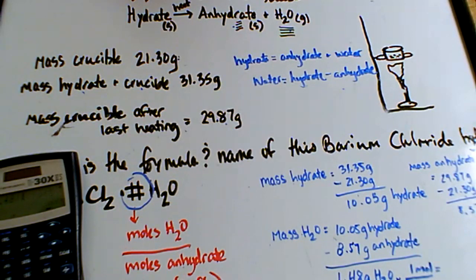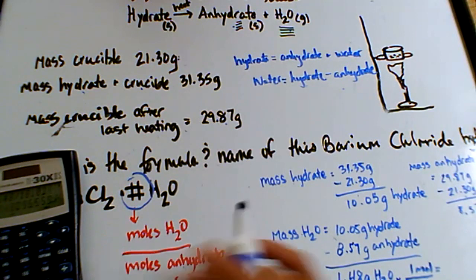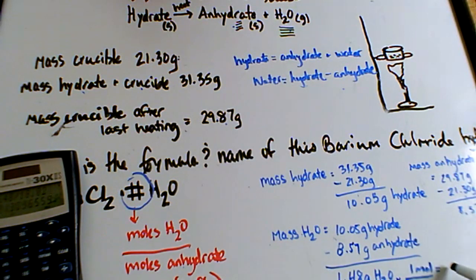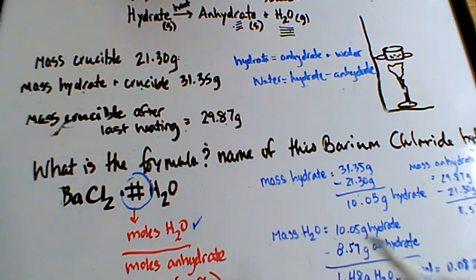Okay. 1.48 divided by 18.02 equals 0.08213 moles of H2O. Notice it's labeled. Okay, so I've got that. Let's get the moles of our anhydrate. Oh, there's our mass of our anhydrate. It's nice and labeled.